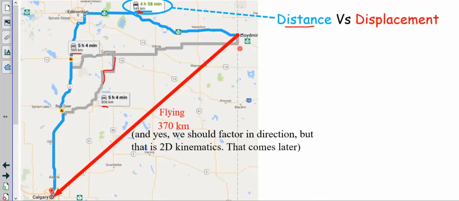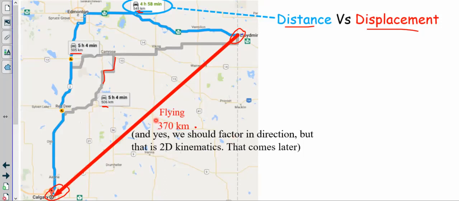The displacement doesn't care which path you take. The displacement is just looking at, okay, you started here, you ended here. It doesn't matter which route you took. That is what the displacement is going to look at. And the displacement says you're only 370 kilometers from Calgary if you want to actually look at the straight line distance between Lloydminster and Calgary.